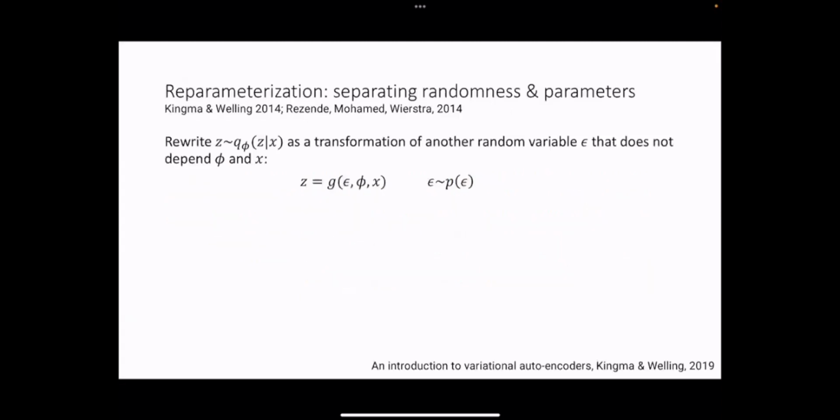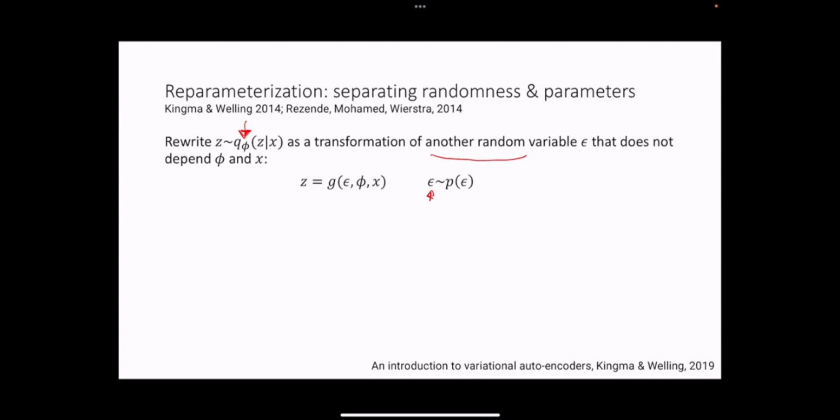Now, in this paper by Diederik Kingma and Max Welling, and Danilo Rezende and his colleagues, they introduced something called the reparameterization trick, which tries to circumvent this issue of sampling and then trying to differentiate through it. So the idea is that you try to separate the randomness of the sampling from the dependence of the sampling on the model parameters that you're trying to differentiate with. So I'm going to rewrite sampling z from q of z given x, such that it is a transformation of another random variable, which I'll call epsilon here, that does not depend on phi and x. But I still want it to be a sample from the distribution q.